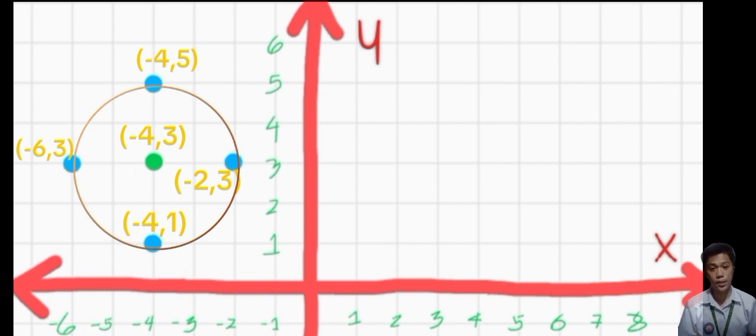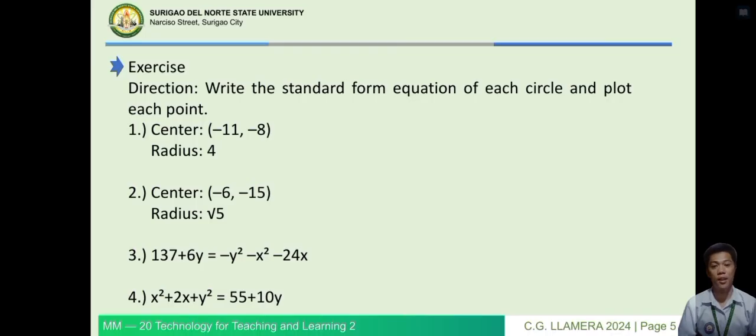So that will be the illustration of a non-standard form equation, which is x squared plus y squared plus 8x minus 6y plus 21, with this center of the circle at (-4, 3) and its radius of 2. And now it's your turn. You are going to write the standard form equation of each circle and plot each point.